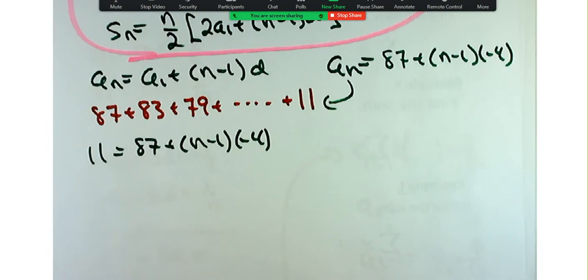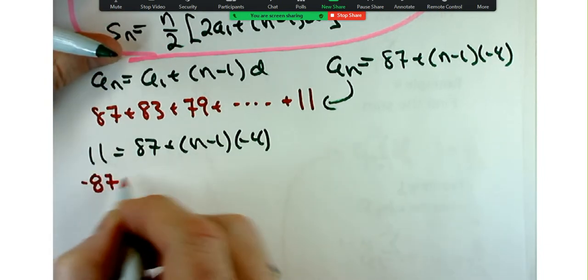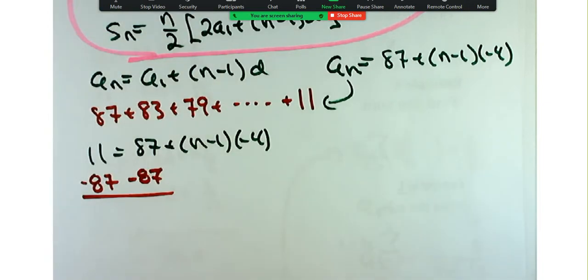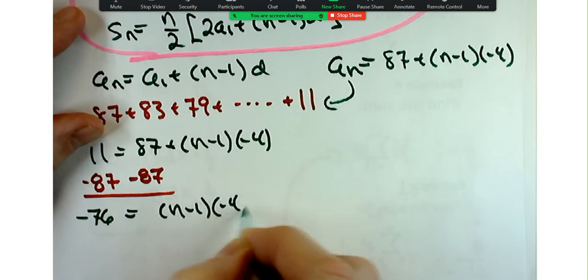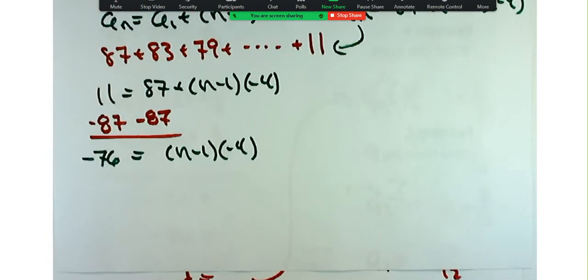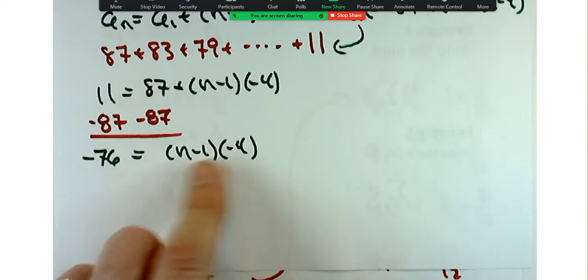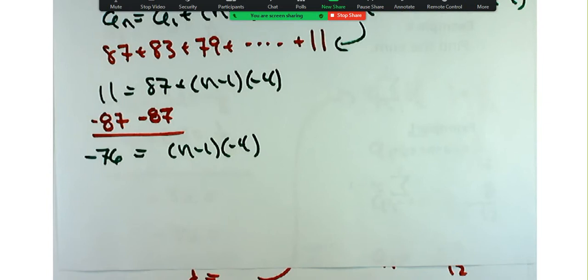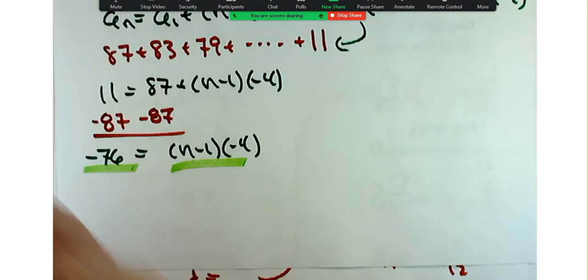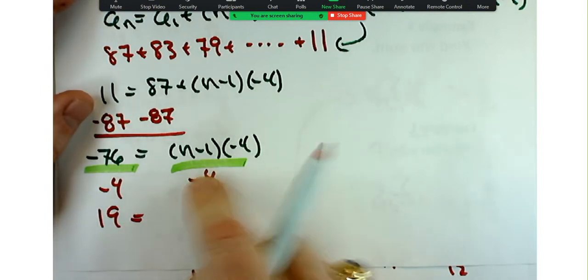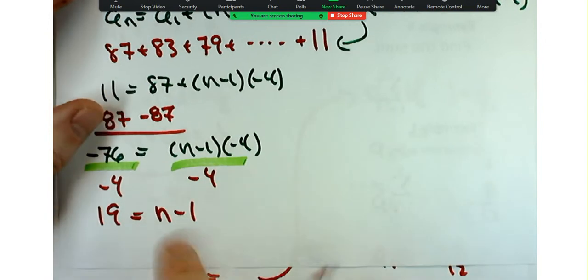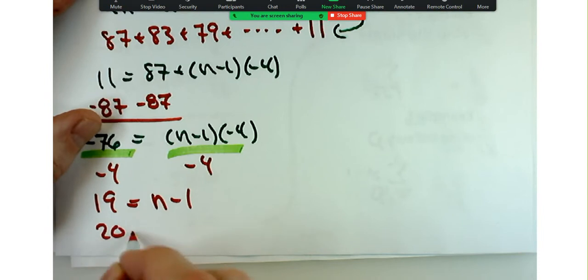So how about if I start by subtracting 87 from both sides? That's going to give me -76 equals n minus 1 times -4. Now I'm sure that there are those of you out there who would be tempted to multiply by the -4. I'm going to just divide both sides by -4. I find that really convenient. So if I divide both sides by -4, then on the left-hand side I get 19. On the right-hand side, those cancel, and I'm left with n minus 1. Add 1 to both sides, and I get 20 equals n.